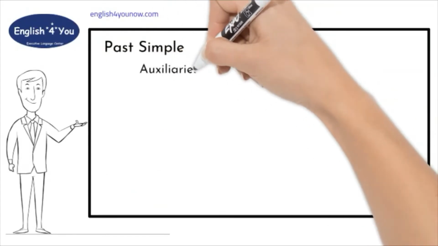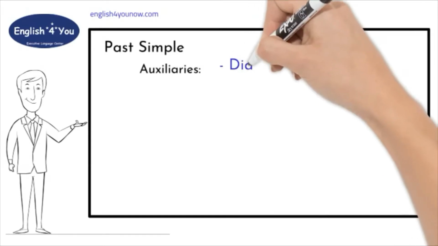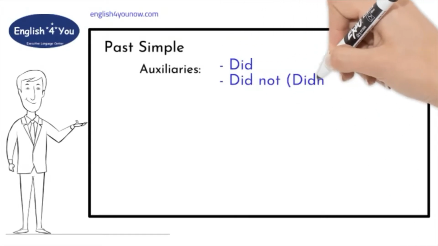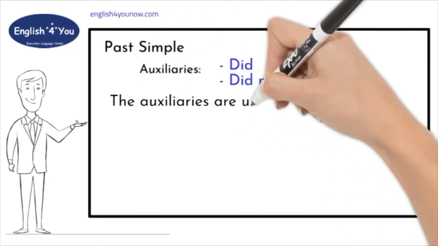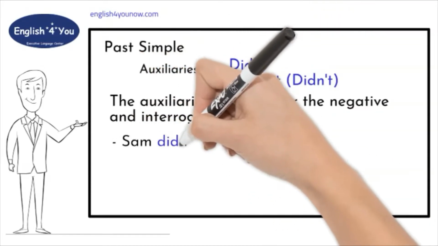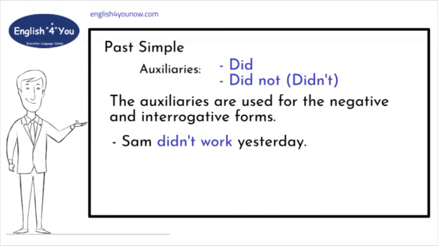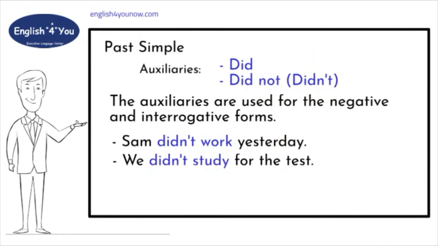The past simple uses the auxiliaries did and did not. The contraction, and more common, is didn't. These auxiliaries are used in negative and interrogative statements. For example, Sam didn't work yesterday. Be aware that when the auxiliary is used, the verb remains in basic form.